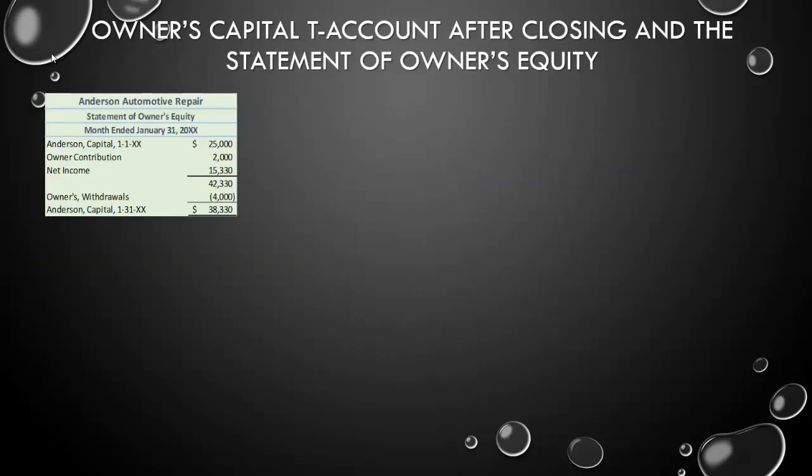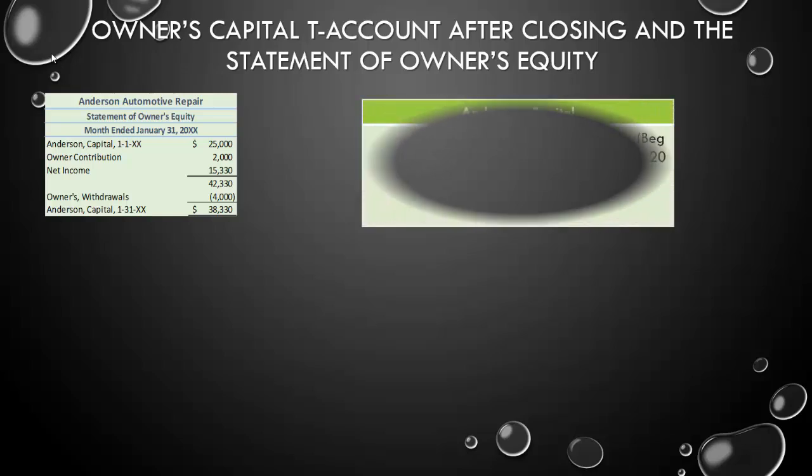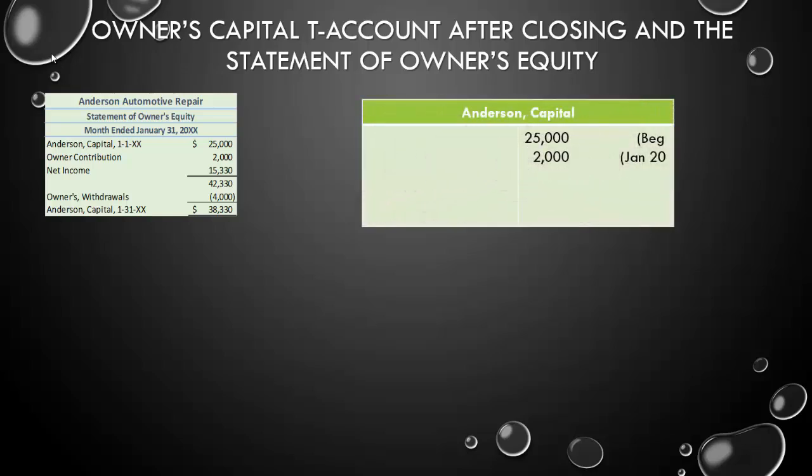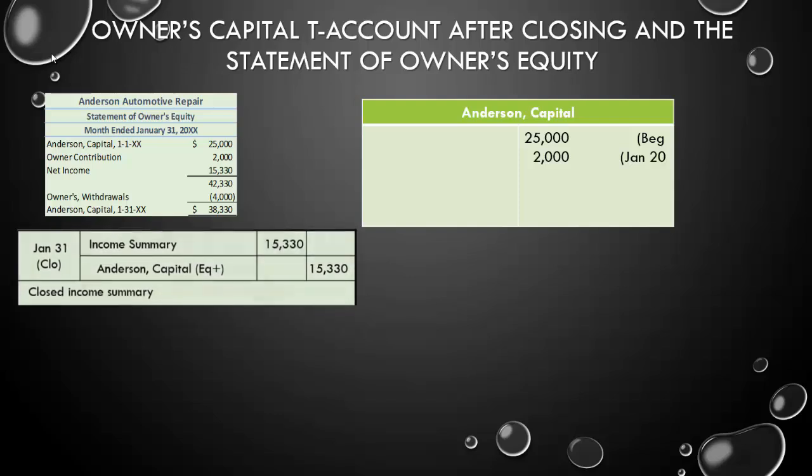Just like we checked our first 3 entries to our income statement, we could use our statement of owner's equity to check our 4th entry. Let's start with the T account. Anderson Capital would have had a balance at the beginning of the period in its T account, and if there was any owner contribution during the period, that would also be listed in the T account. So let's just assume that Anderson Capital had a balance at the beginning of January of $25,000, and Mr. Anderson contributed $2,000 of his own personal funds to the business on January 20th.